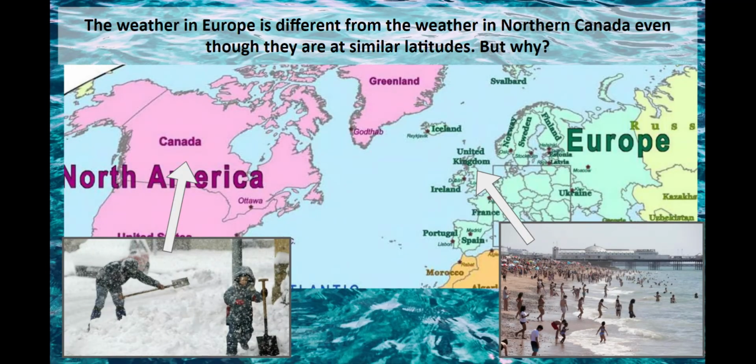So here we have an image of a map of the world, where we see North America and Europe. And if you didn't know this, the weather in Europe is very different from the weather in northern Canada, even though they are at similar latitudes, which means they're a similar distance away from the equator. You would think being the same distance away from the equator as another place, you would have the same kind of weather, but they don't. Well, let's dig into why.